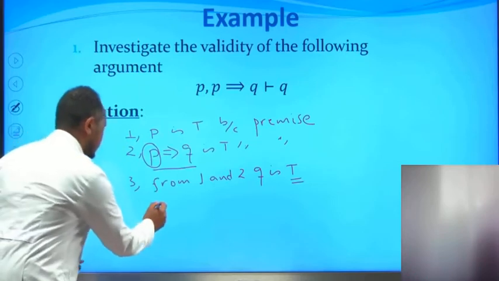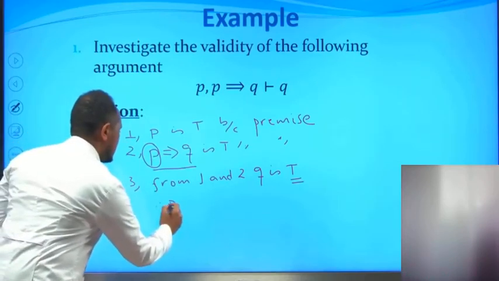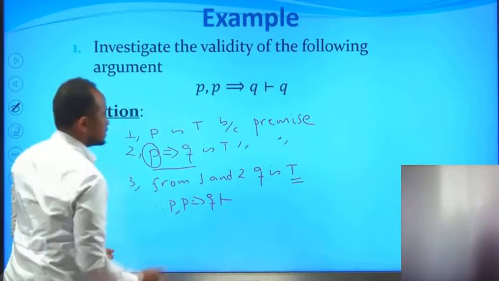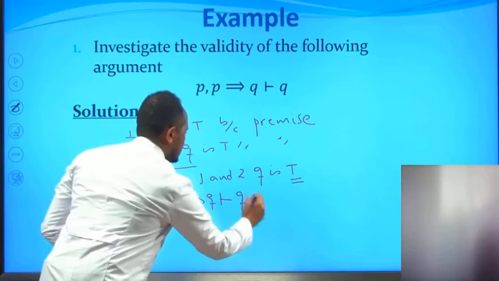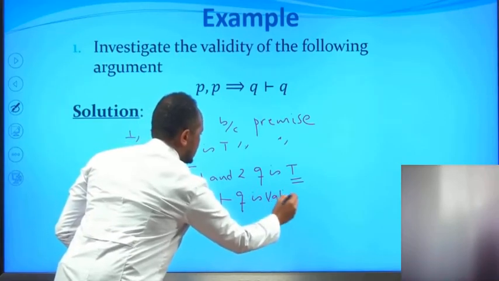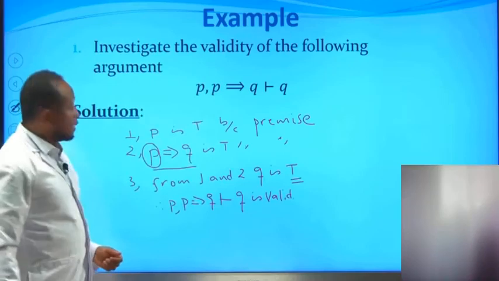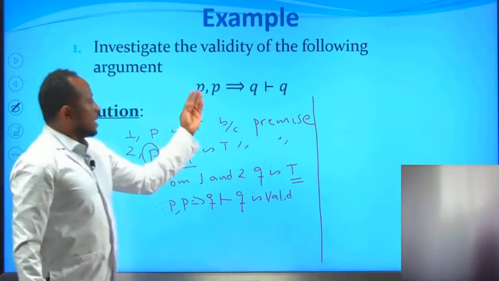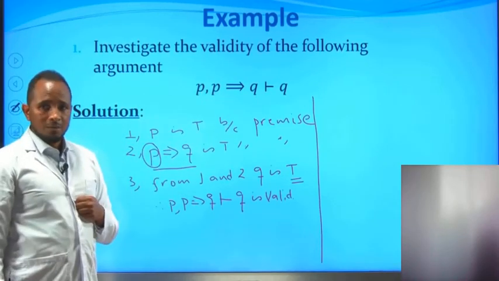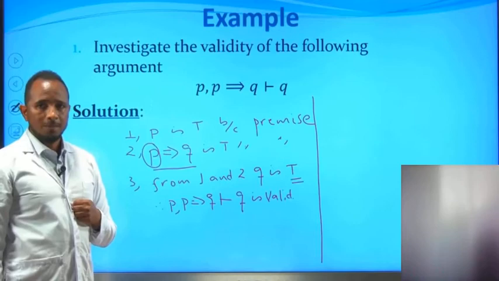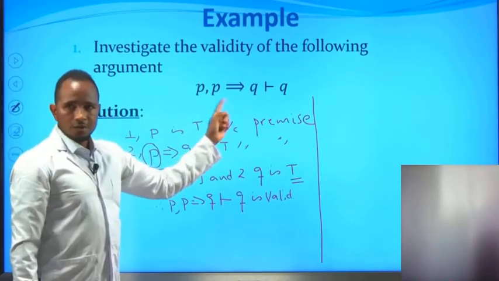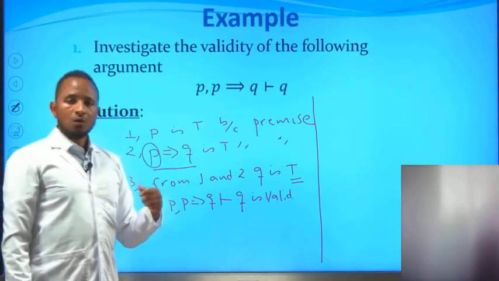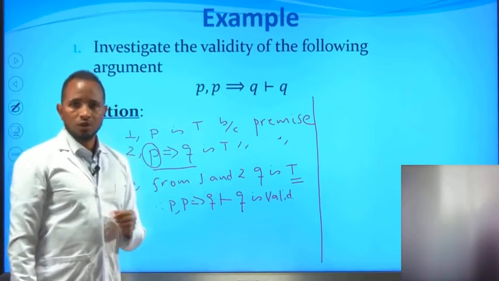Therefore, P, P implies Q, and Q: this is valid. By the way, alternatively, you can check the truth value using a truth table for this statement. We have two statements here, P and Q, so we have 2 to the power of 2 possible combinations of true and false.